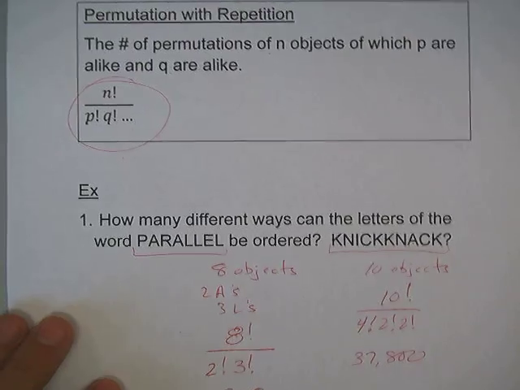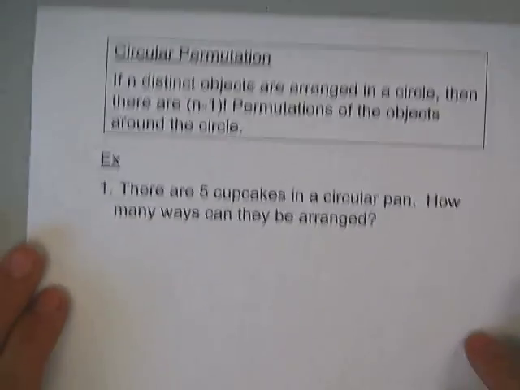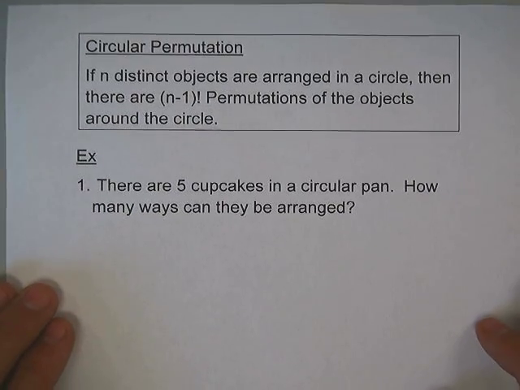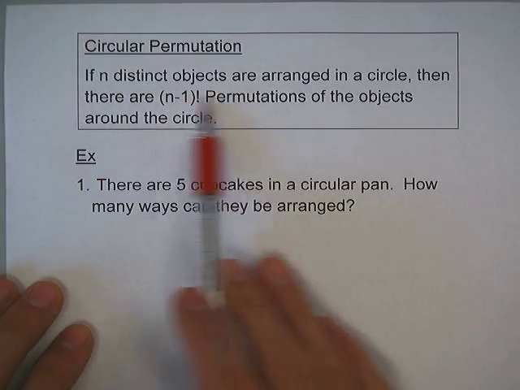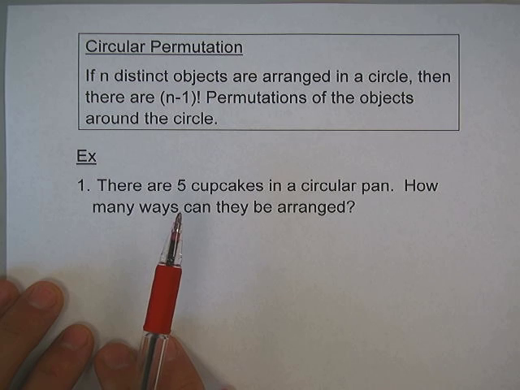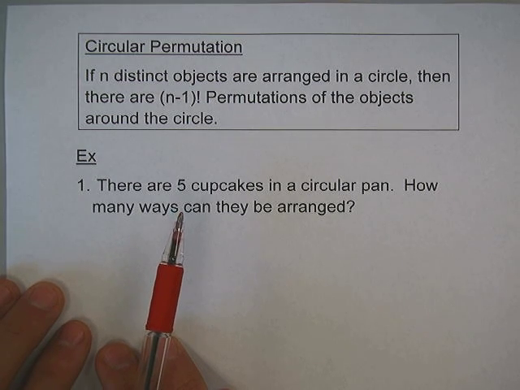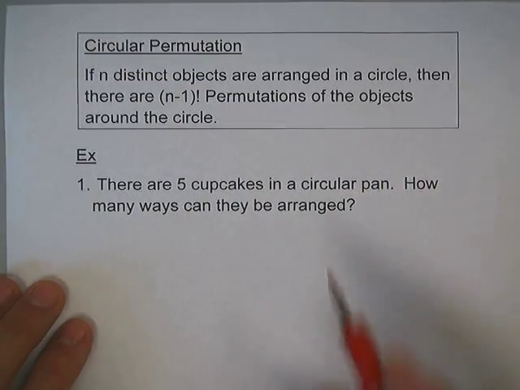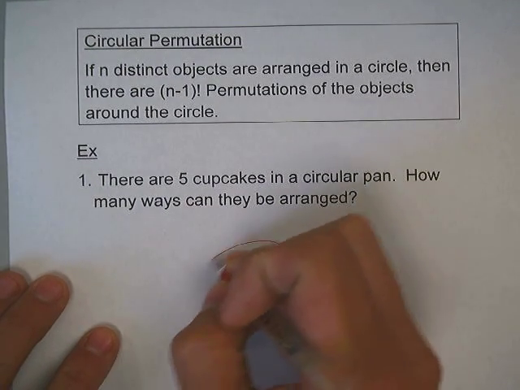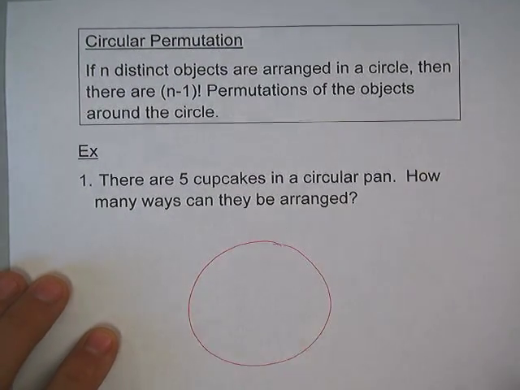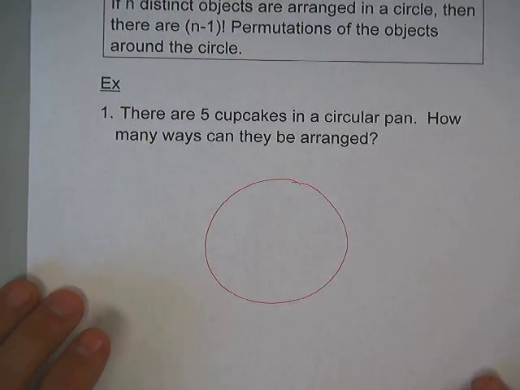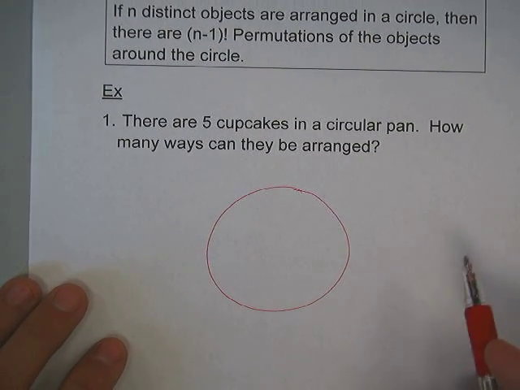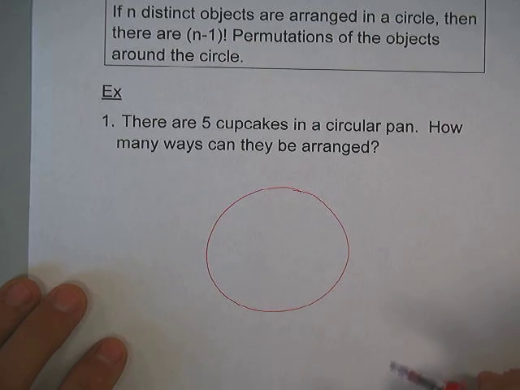So hopefully that makes some sense. If not, just file away the question, and we'll talk about that again. We'll also get into greater detail about the rationale or the reasoning behind this in class as well. All right, last one that we're going to talk about is circular permutation. Circular permutation says if n distinct objects are arranged in a circle, then there are n minus 1 factorial permutations of the objects around the circle.